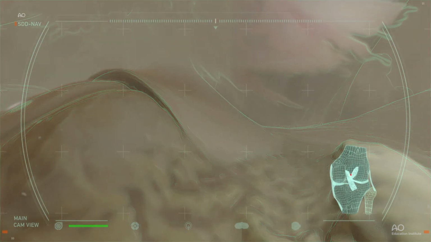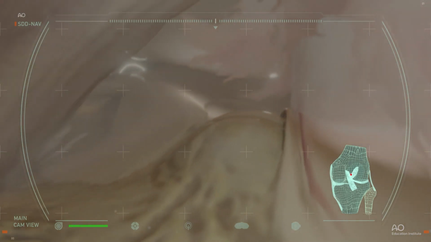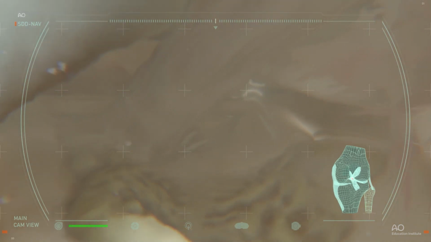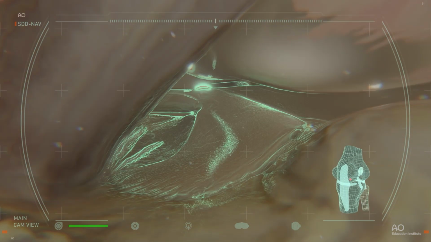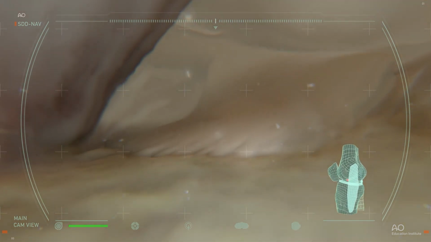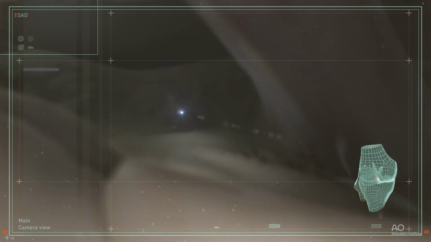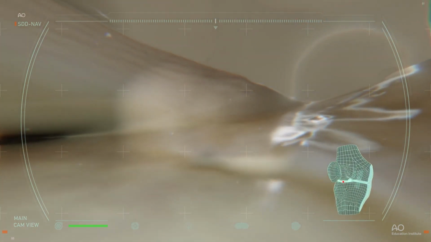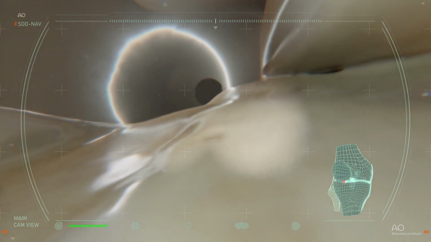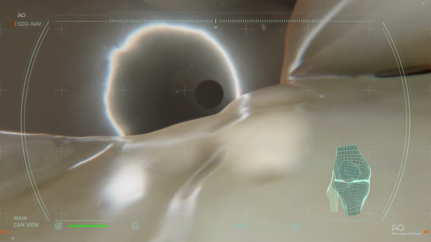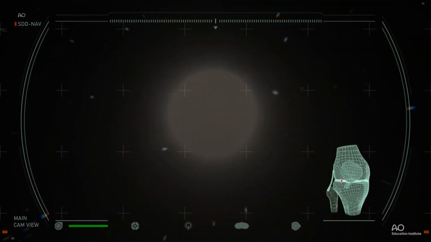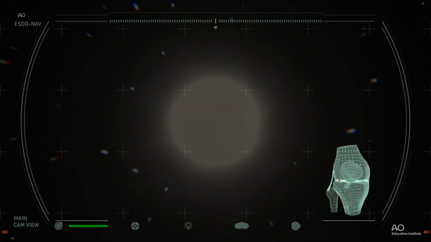Attachment of the posterior meniscal horns. Anterior cruciate ligament. Attachment of the anterior horn of the lateral meniscus. Autopilot engaged. End of surgical diagnosis.